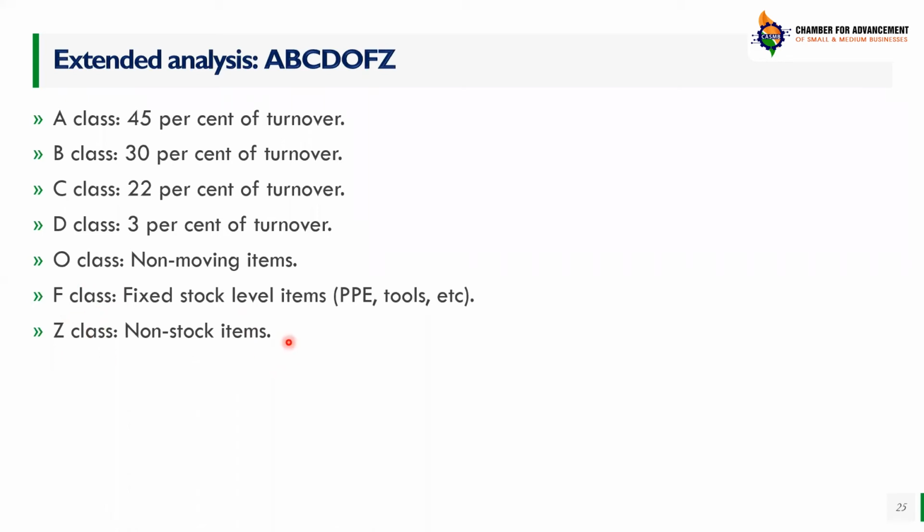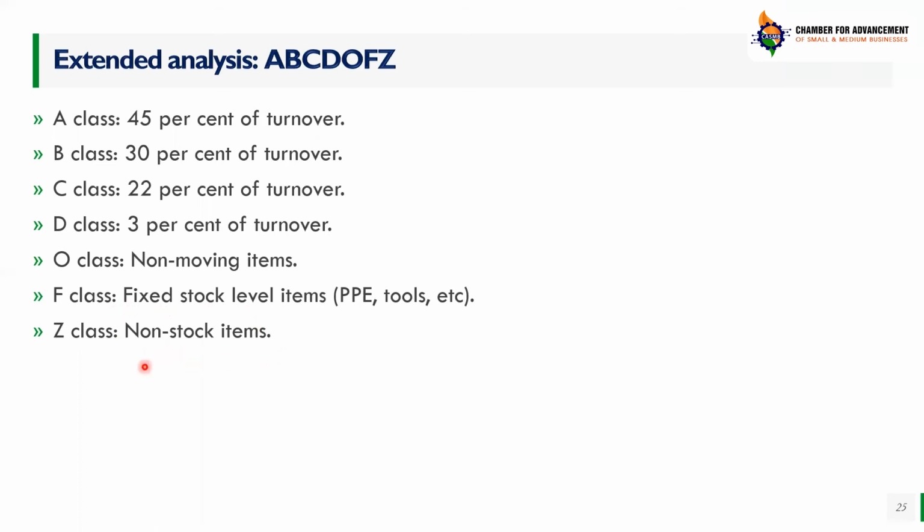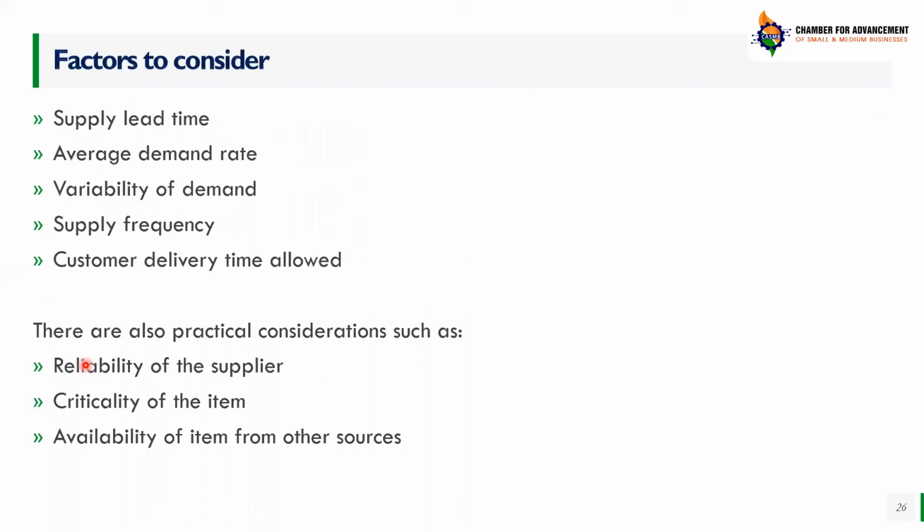And Z class items, that means no stock items. You are not stocking that item, just as per requirement, you buy it, process it, and sell it. So there is no stocking of those items. But in inventory management system, they have to be listed because sometimes you are purchasing that, processing, and immediately dispatching. So there is no storage in the warehouse, but still you are purchasing and selling those items, but they are not stocked. So that's why those are categorized as non-stock items, and they come under Z class category. So this is just extension of ABC analysis.